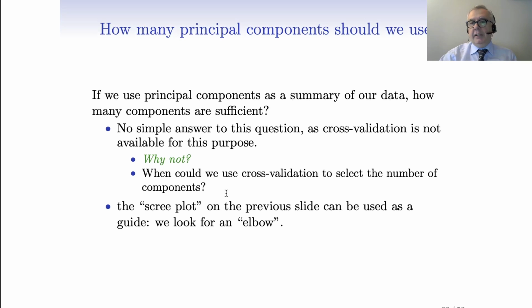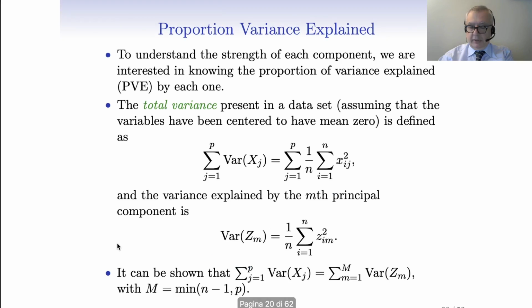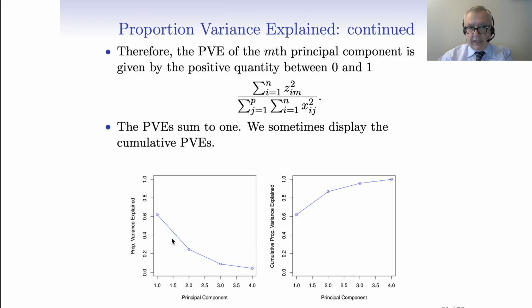In a truly unsupervised setting, there is no objective way of deciding. What can you do? You can look at what is called a scree plot, on the previous slide, looking for an elbow. So let's see what I mean by an elbow. You can see here, you go down. So the hope is that you have a plot where you go down and at a certain point there is a kind of angle, there is an elbow.